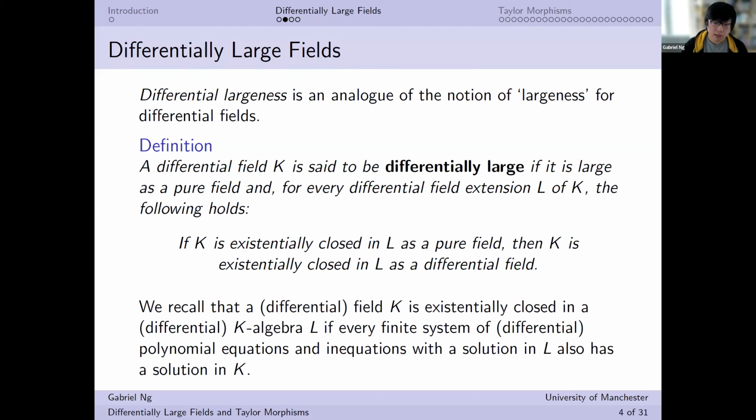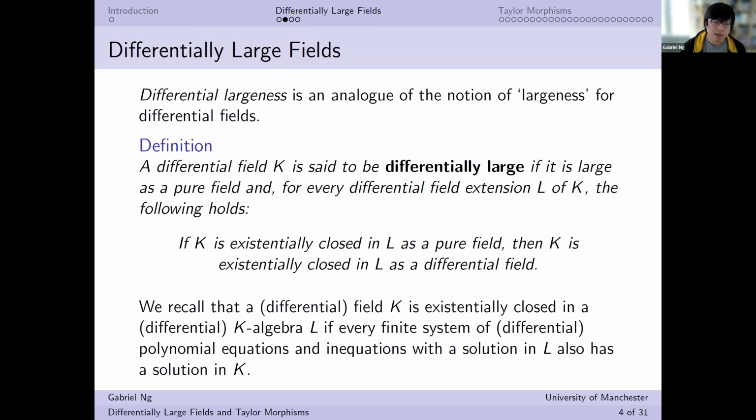You can think of this as, we should probably remind some people what existential closure means, because I think we have some non-model theorists around. So a differential field K is existentially closed in a differential K-algebra L if every finite system of differential polynomial equations and inequations with a solution in the upper object also has a solution in the lower one. And you can replace differential field with field, and you have the same notion for pure fields.